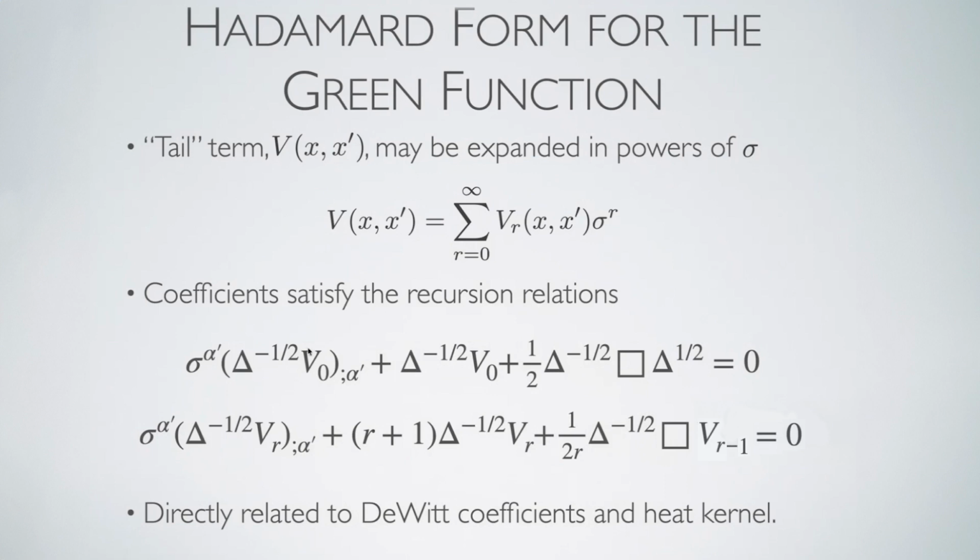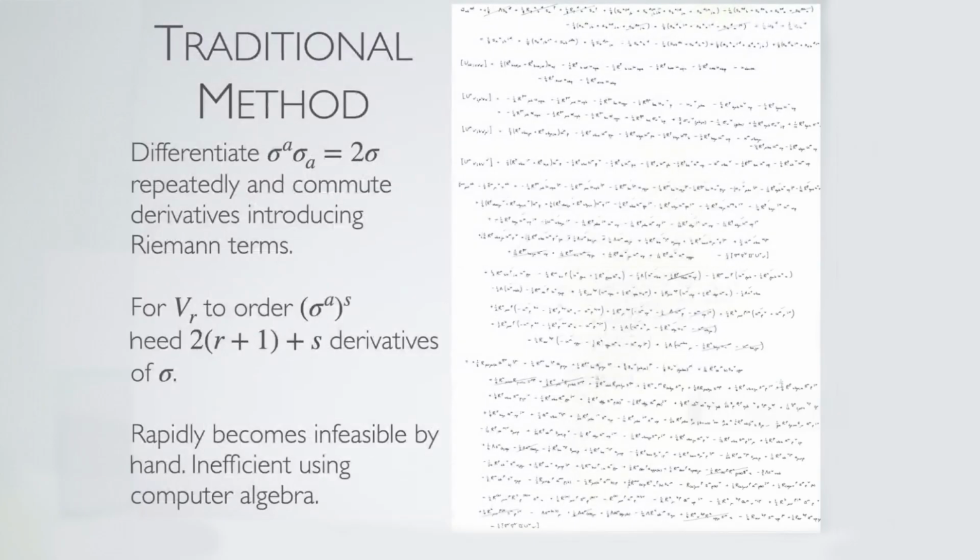And these Hadamard coefficients turn out to be the thing that we really want to compute to be able to get the Green function in curved spacetime. And they're also closely related to what are called DeWitt coefficients and heat kernel expansions. So the question is then, how do we actually solve these transport equations for the V_0 and V_r? Well, there's an old-fashioned way, or a traditional method, which is basically you start from the defining equation for sigma, you differentiate it a load of times, and then take the limit as the points go together.